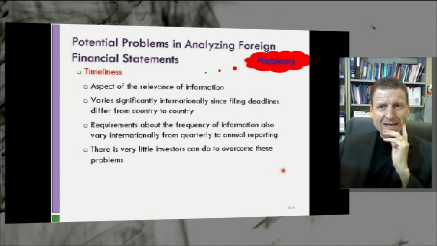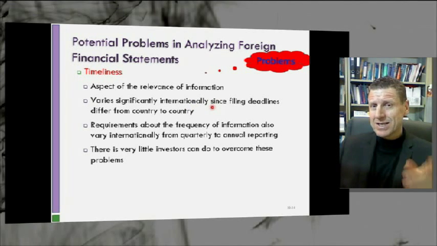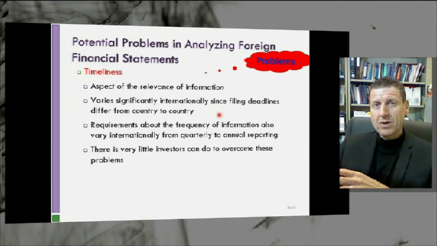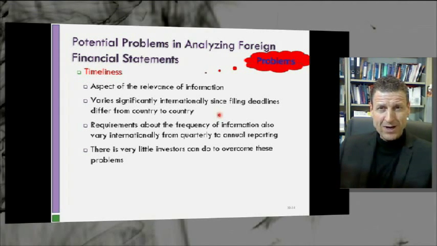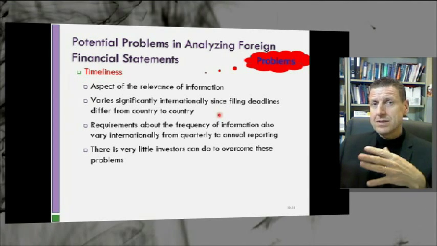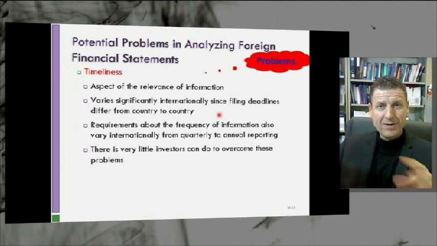Timeliness. That's another problem in analyzing foreign financial statements. The aspect of the relevance of information, it varies significantly internationally since filing deadlines differ from country to country. So in the US, there's sort of like a calendar year approach to filing, whereas in Australia, the financial year ends at the June 30 each year. And in Hong Kong, it ends at, I think, in March 30. So there are different filing dates around the world.